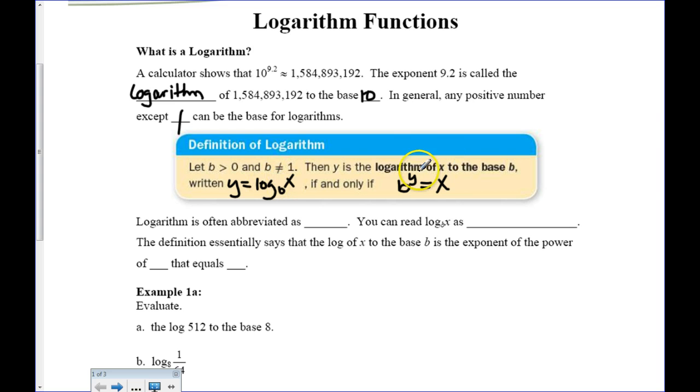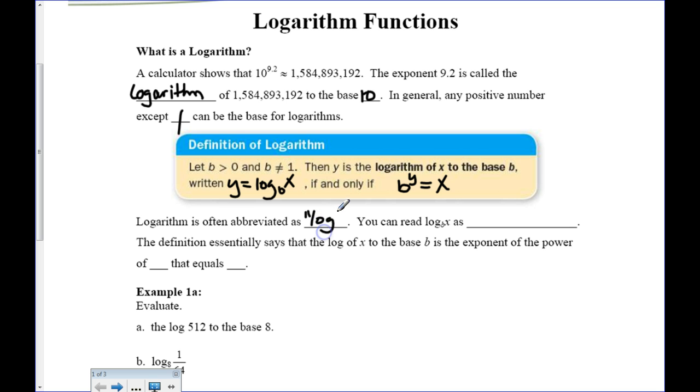So if I wanted to go from one to the other, this is it in exponential form, this is it in logarithm form. They're the same equation, but one's in log form, one's in exponential form. Where does the y go? y is here, now it's in the exponent.